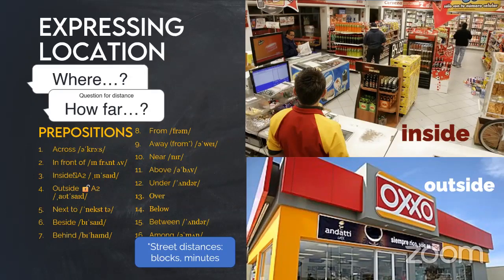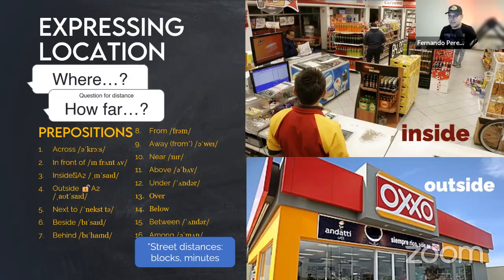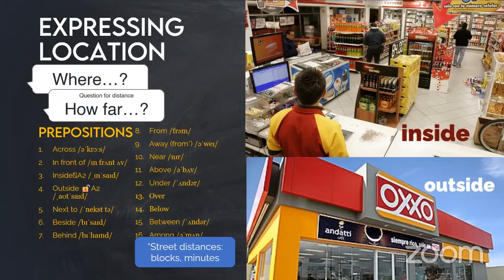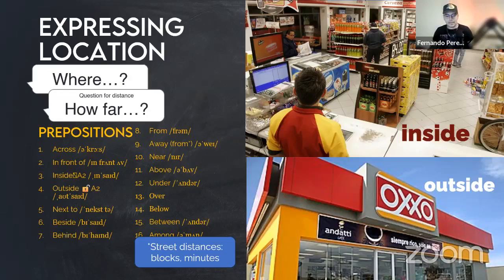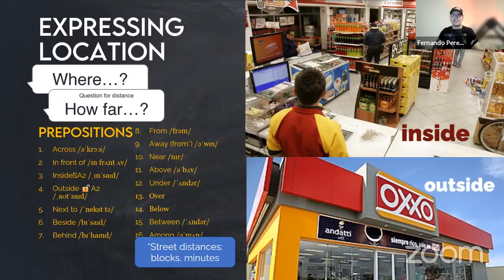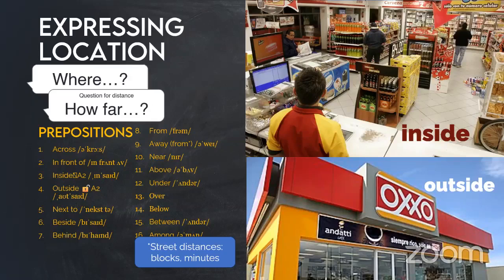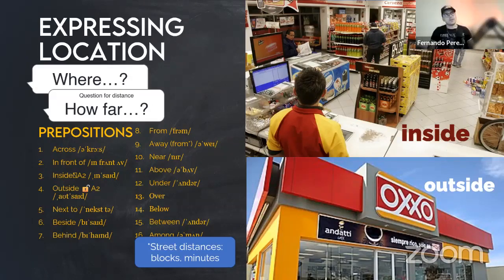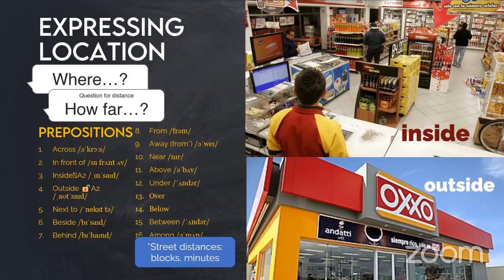A bank. Okay. See, a bank is outside OXXO. A bank is outside. Okay. OXXO starts with O. OXXO starts with O. It's a vowel. When you have words that start with O, what is the correct article for vowel?